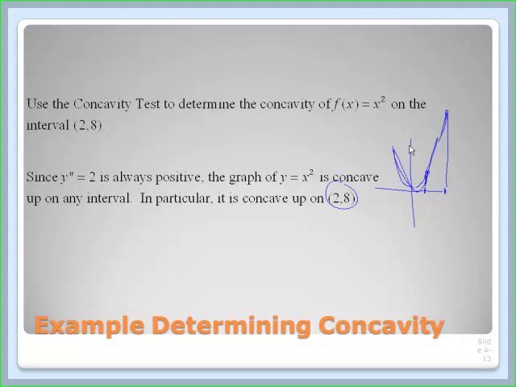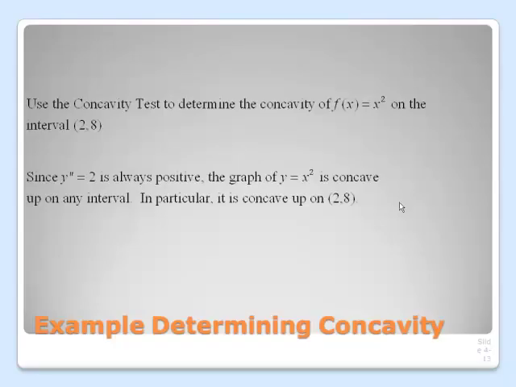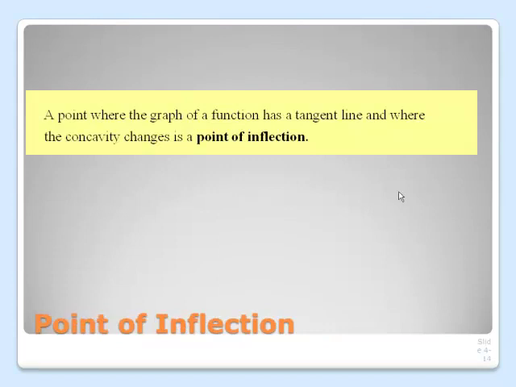If it was negative x squared, which would look like this, then over 2 to 8 it would be concave down, because my second derivative would be negative 2, and everywhere it would be negative. Now, within different functions, it doesn't always have to be concave up everywhere or concave down everywhere. This is just one example where that is the case. A point where the graph of a function has a tangent line and where the graph changes concavity is called a point of inflection, which we talked about on the previous slide. It basically just has to change from up to down or down to up in order to be a point of inflection.